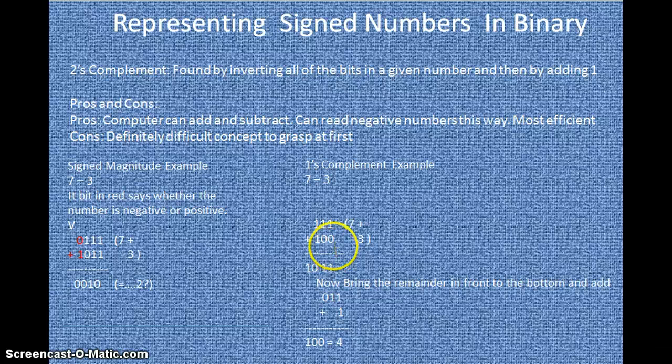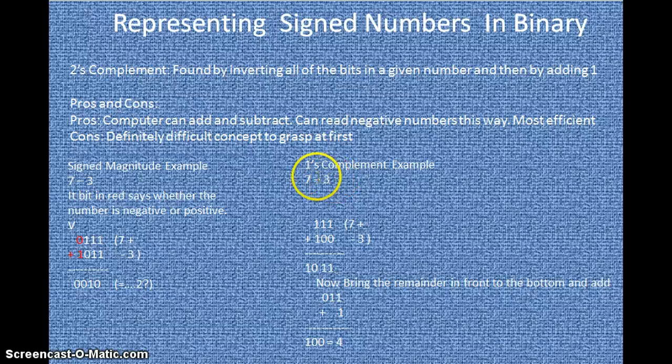1 plus 0 is 1, and the 1 plus 0 is also 1, and 1 plus 1 is 0 with a carryover of 1. Now what do we do with that carryover, that remainder? We bring it to the bottom and we add to the sum, or in this case the difference. Now we have 3 plus 1, which is 4.